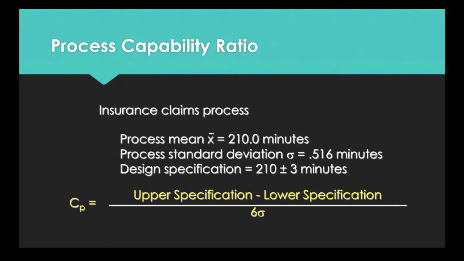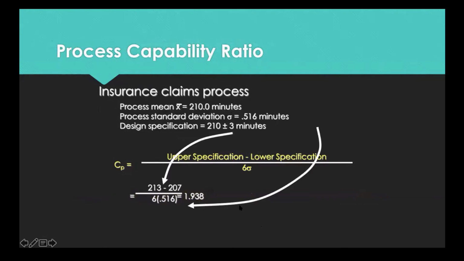Design specification is 210 plus or minus 3 minutes. So their goal is to serve customers within a plus or minus 3 minutes range, so 213 minutes or 207 minutes. The upper specification is 210 plus 3, which is 213, minus the lower specification, which is 207, and divided by 6 times the sigma, 0.516. When you calculate that, you get 1.938.